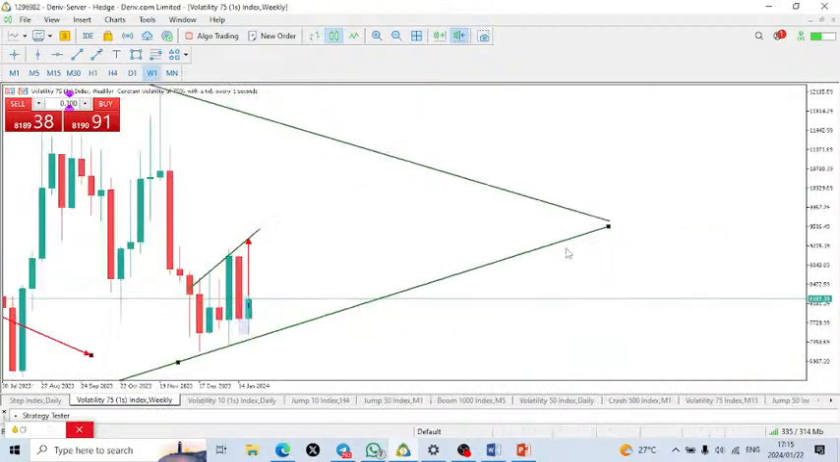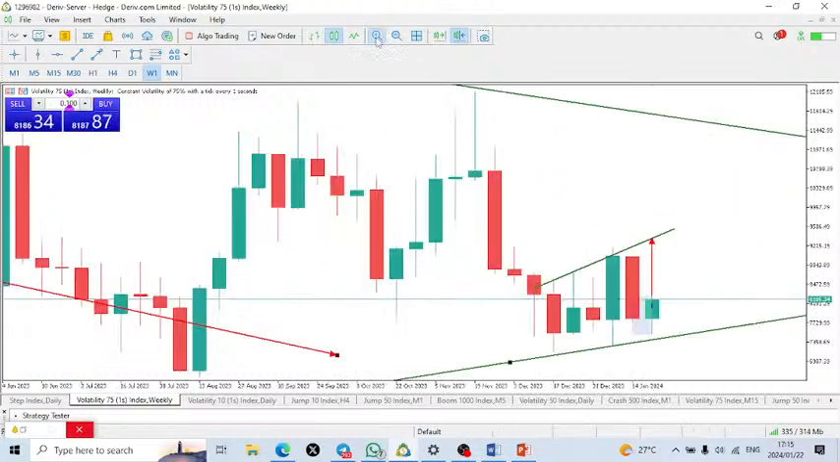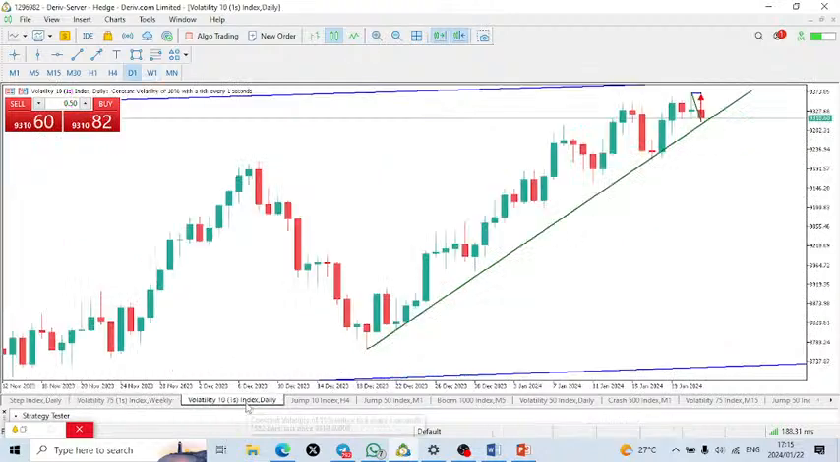So price is likely going to move upwards. But on the weekly focus, what do we see? Let's just analyze the previous two weeks. Price basically is just consolidating. We had a very bullish candle, price came down, and now price is just consolidating in Volatility 75. We don't have a clear direction of where price is going. Then let's go to Volatility 10.